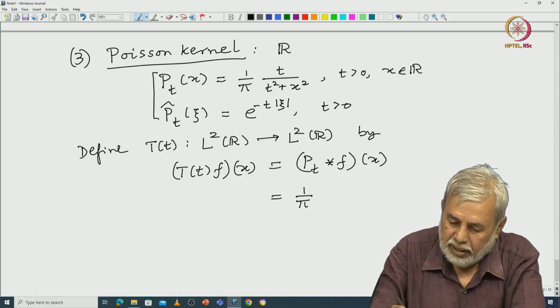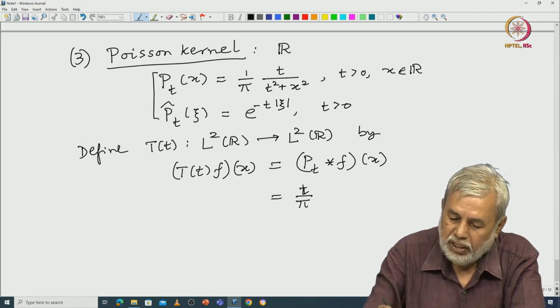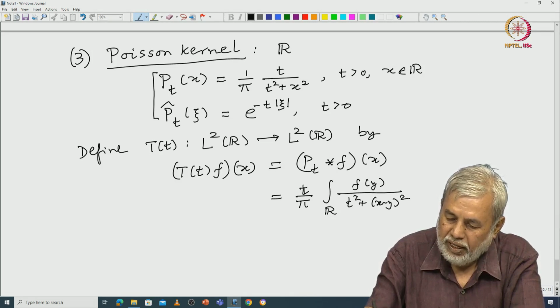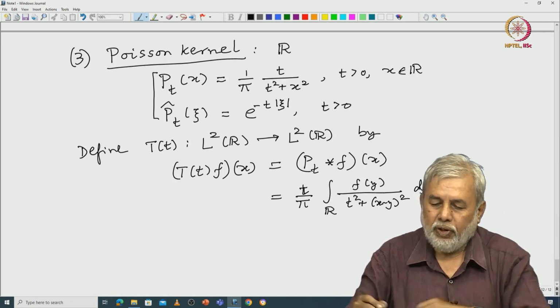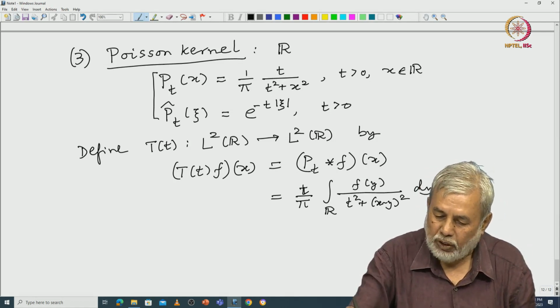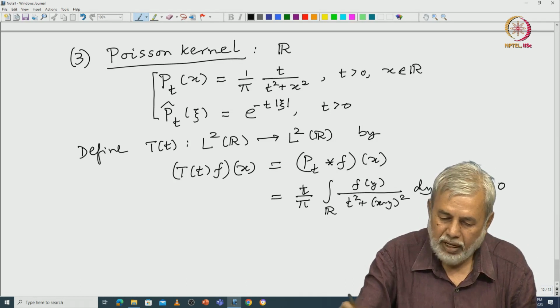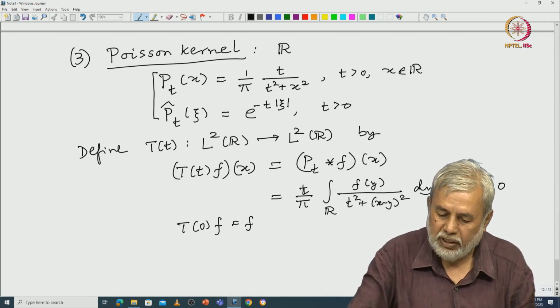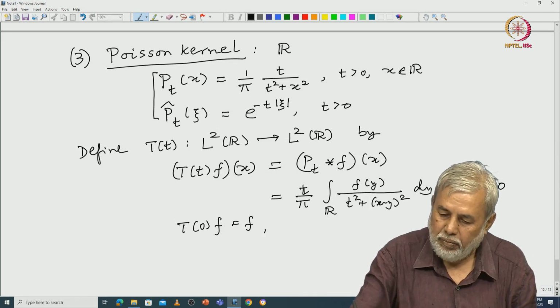Let me write that at least once. 1 by pi, t by, so t also we can take out. So this is the integral over R of f of y divided by t square plus (x minus y) square dy. Okay, so this is for t positive, and you define T_0 f equal to f. Okay, so this f is in L2.